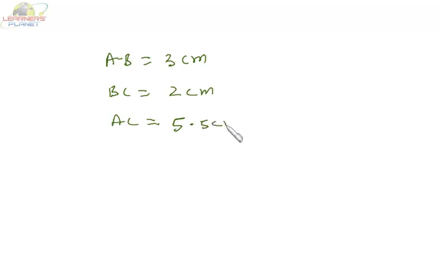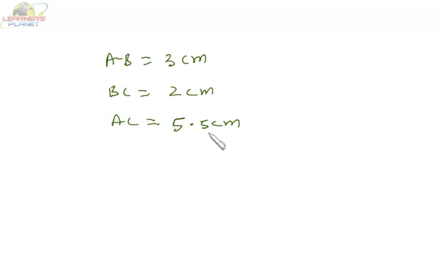Suppose I have three lengths. Say AB is equal to 3 centimeter, BC is equal to 2 centimeter, and AC is equal to maybe 5.5 centimeter. Now suppose you are asked to draw a triangle of these lengths. Okay, now can you draw that?